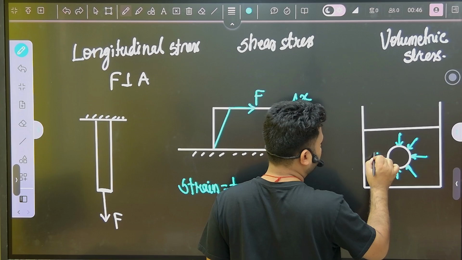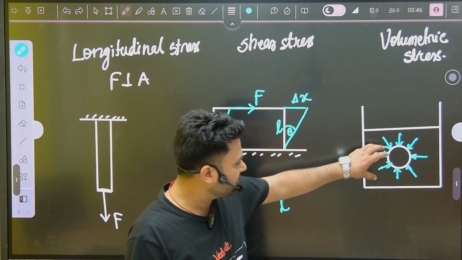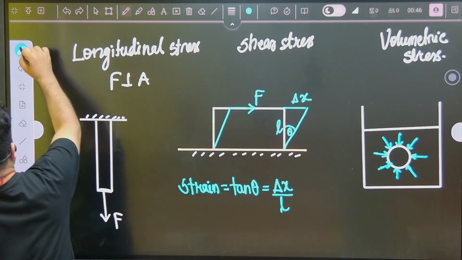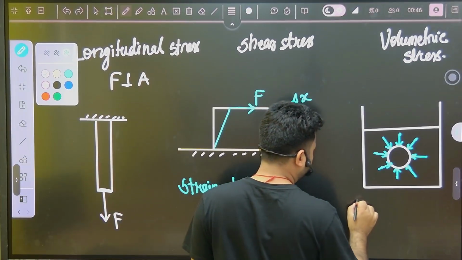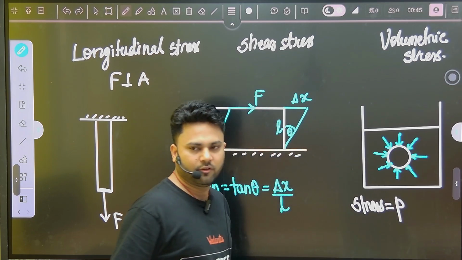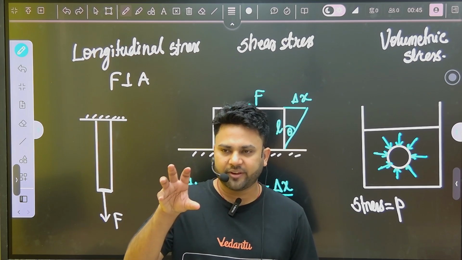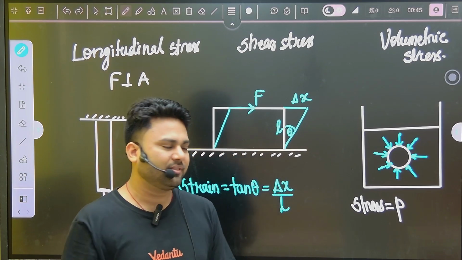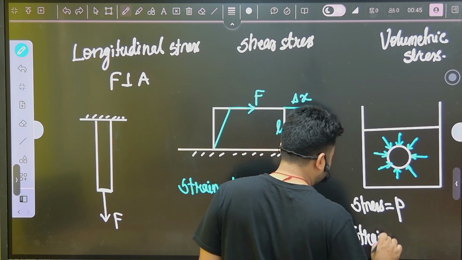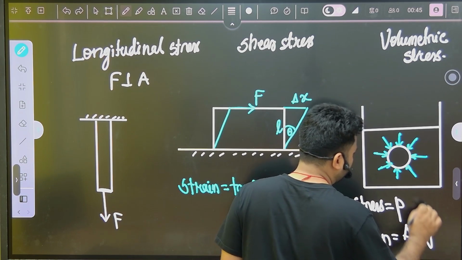From all the sides, this fluid will apply pressure. Eventually, the size of the ball will decrease. So here what we call stress is nothing but the pressure applied by the fluid. As a result, the volume gets decreased. The ball size will become less. So here, how do we define strain? Strain is how much volume gets changed: change in volume divided by the original volume of the ball.